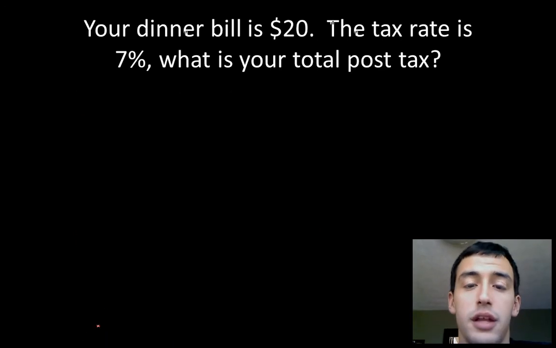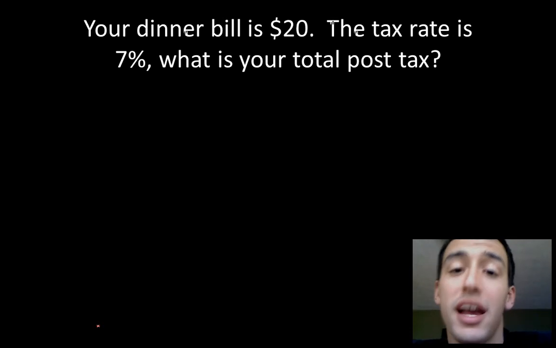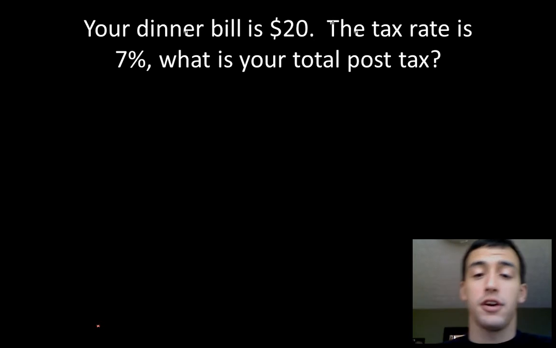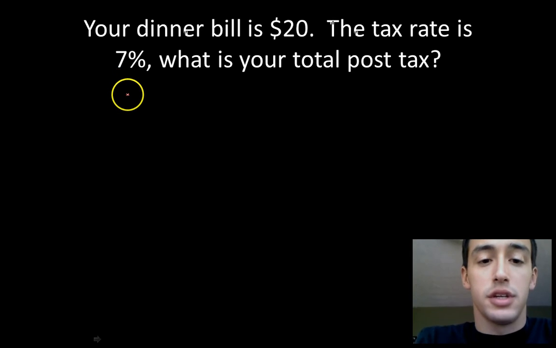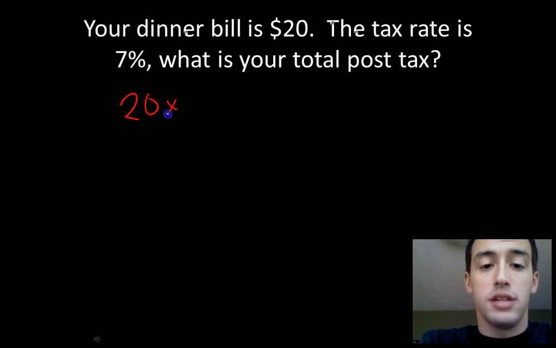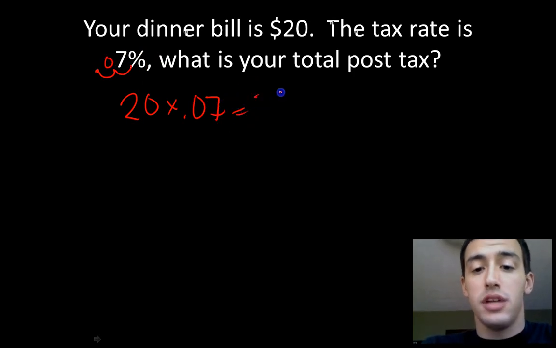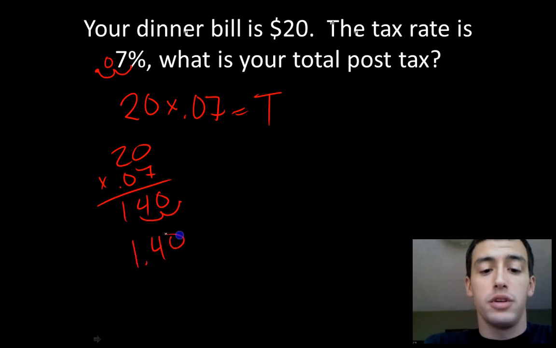All right, now let's talk about tax, dinner bills, and stuff like that. So your dinner bill is $20. The tax rate is 7%. So what is the total post-tax? Well, remember, we need to figure out what is 7% of your dinner bill. So we go 20 times 0.07. Remember, we got to move that decimal over twice, fill the open spot with a 0. So 0.07, and the tax is T. 20 times 0.07 is 140, move that decimal over twice, is $1.40.